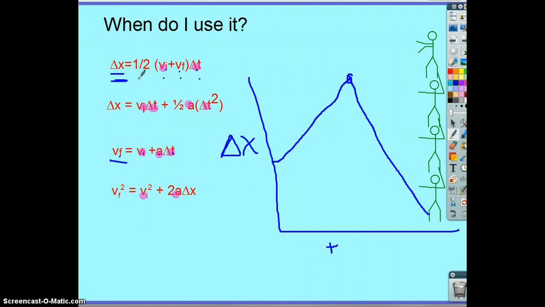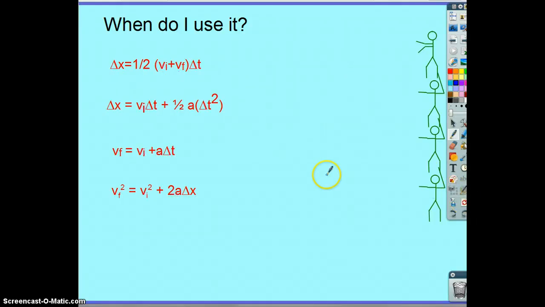Okay. 23. A boy sliding down a hill accelerates at 1.4 meters per square second. If he started from rest, in what distance would he reach 7 meters per second? So they're giving us VF in this one. They're giving us VI as a start. They're giving us acceleration of 1.4. And then they say in what distance. So we don't want this one. But we have VF and VI and A, and find the distance. So I'd use this one.